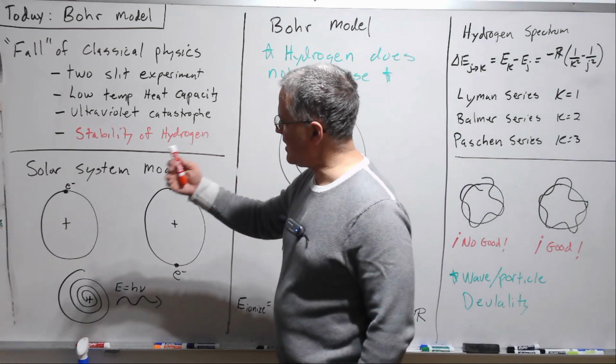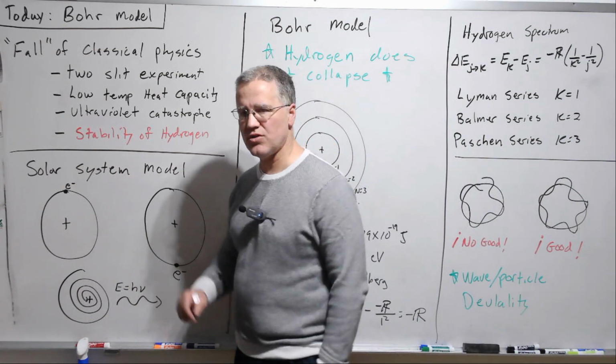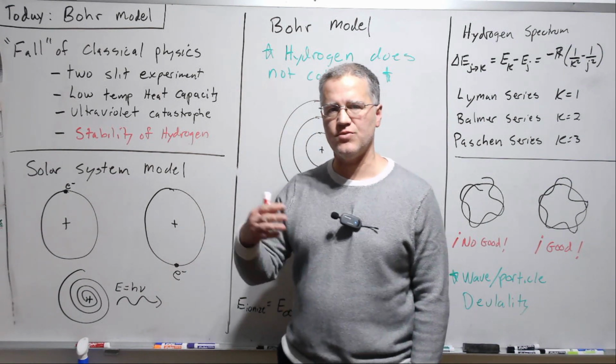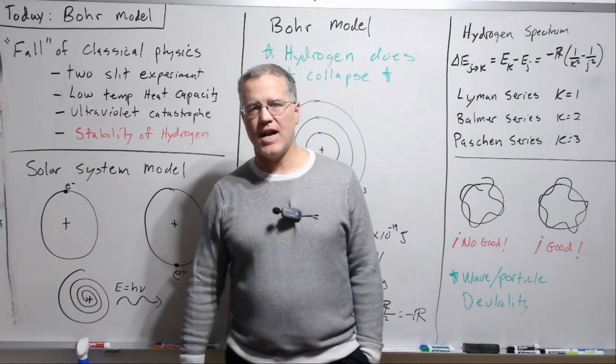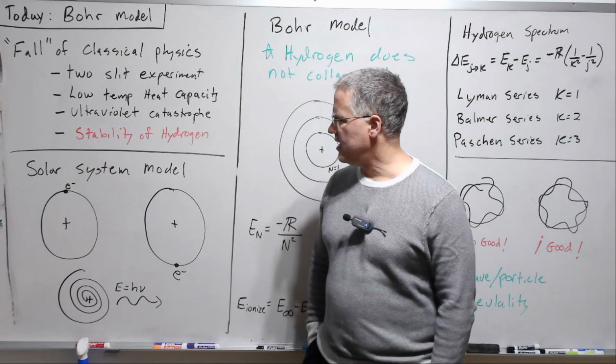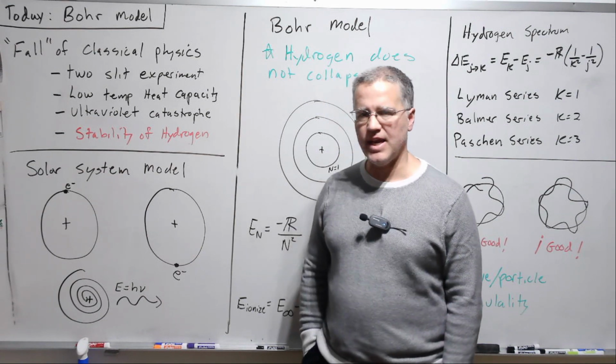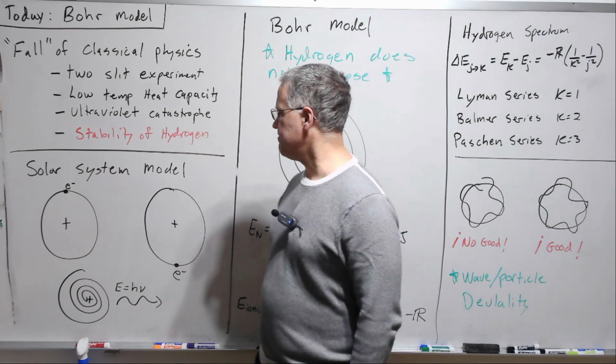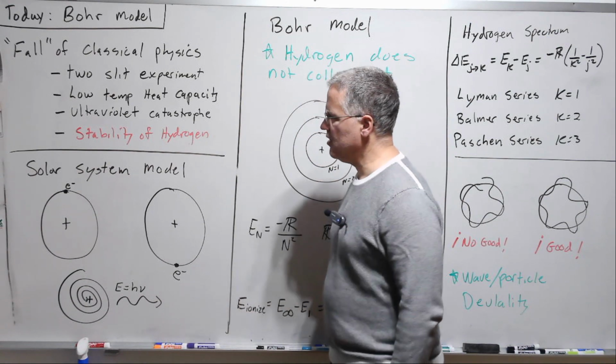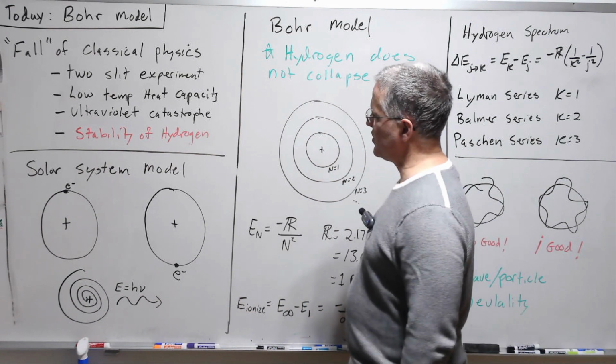So let's step back to last time. We looked at the solar system model. We did some calculations. We got some numbers. We put in actual constants of nature and could say some things about the energy of the solar system model. I was able to get the ionization energy and so on.